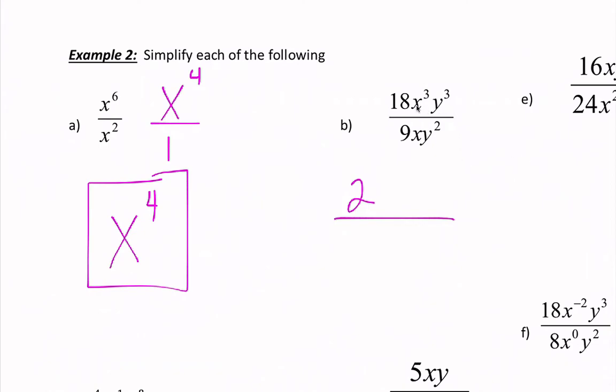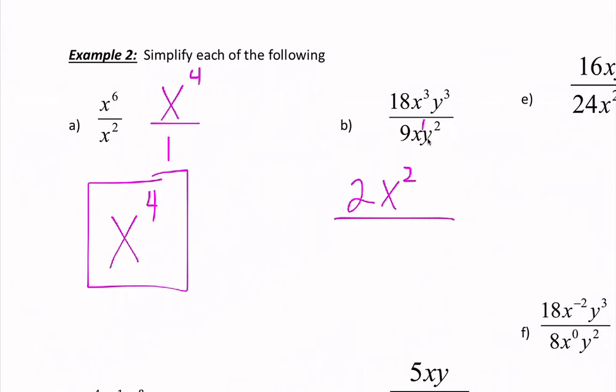Then I look at my x's. I see I have x to the third on top. I have x to the first on bottom. I see I have the greater exponent on top. So after things cancel, I'll have x's left on top. One of these x's will cancel one of these. So 3 minus 1 is 2.